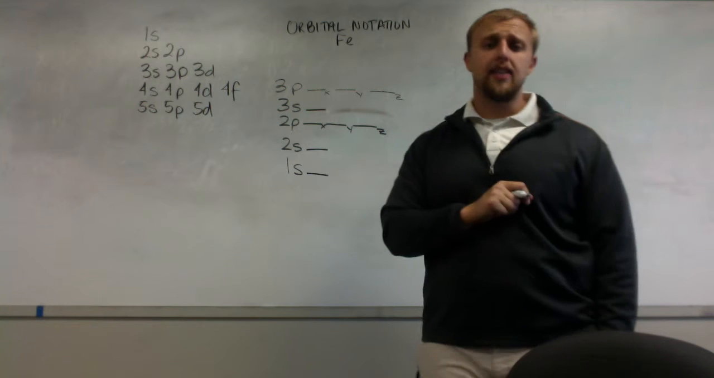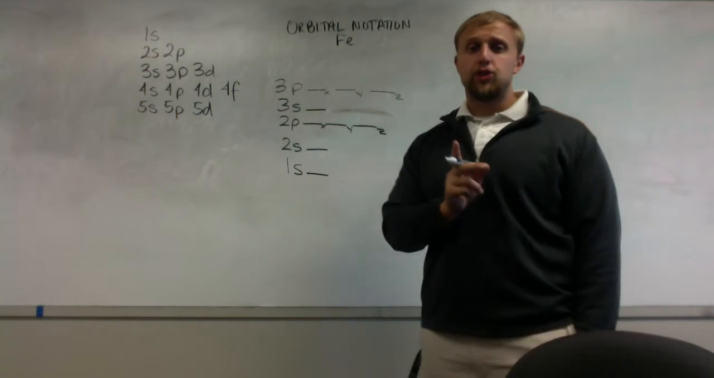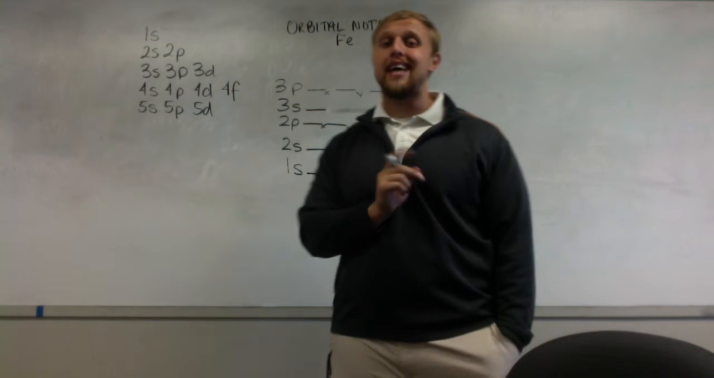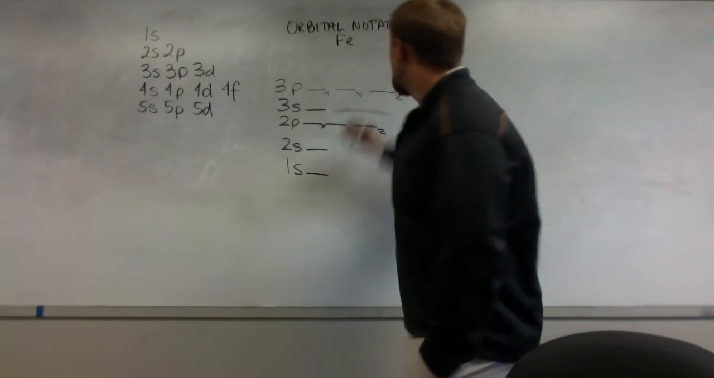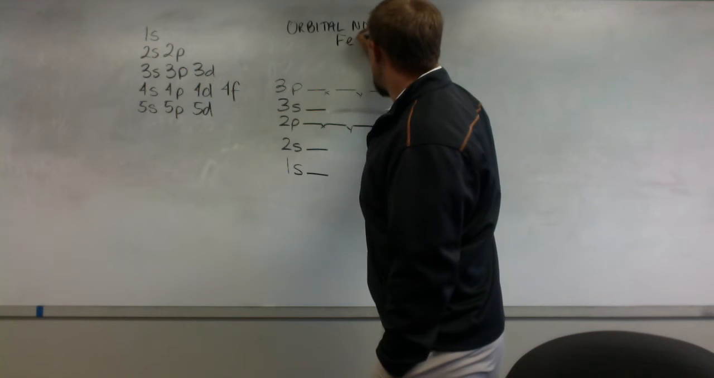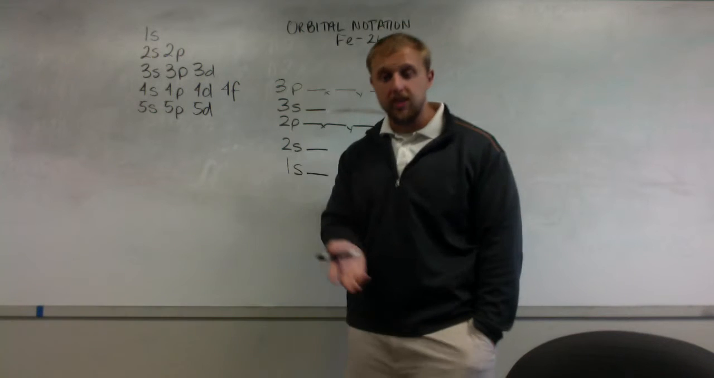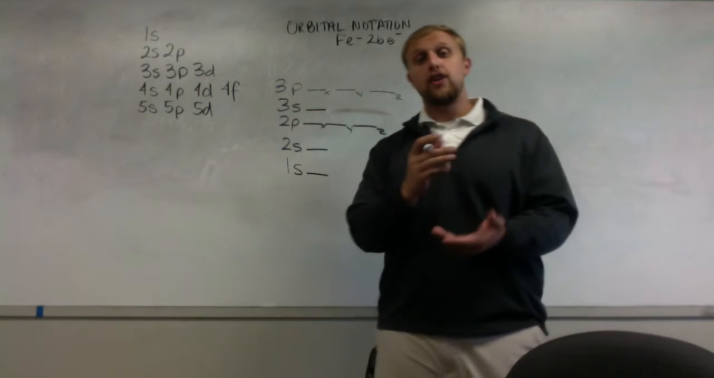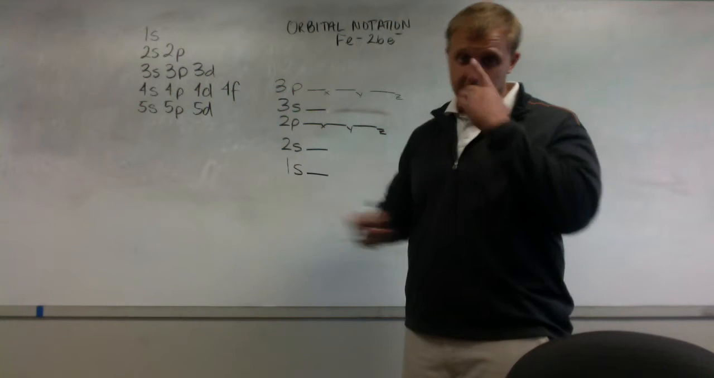Well, unless I say differently, we're going to assume the ground state neutral atom, which means that it has as many electrons as it does protons. Now, the atomic number of iron is 26. So iron has 26 electrons. If its atomic number is 26, it has 26 protons. If it has 26 protons in its neutral ground state, it will have 26 electrons.